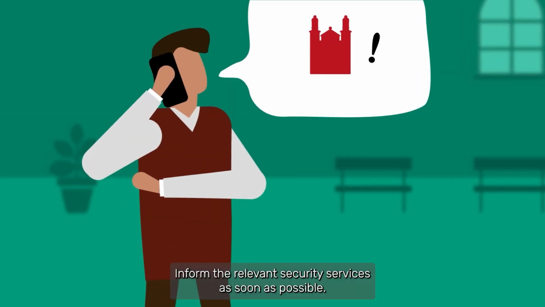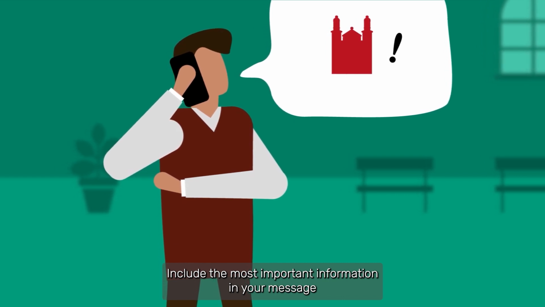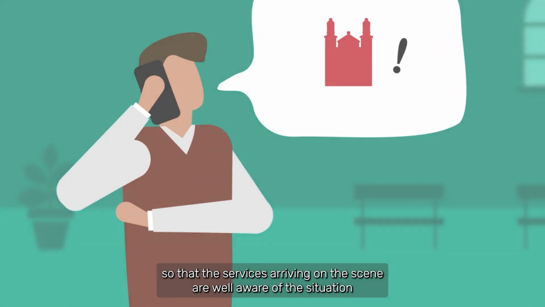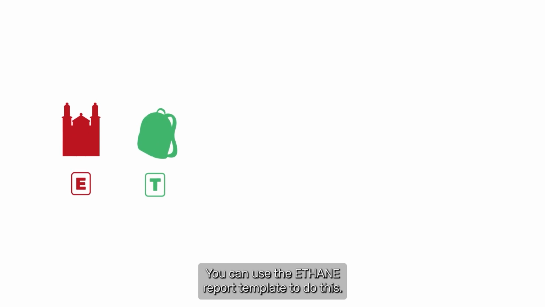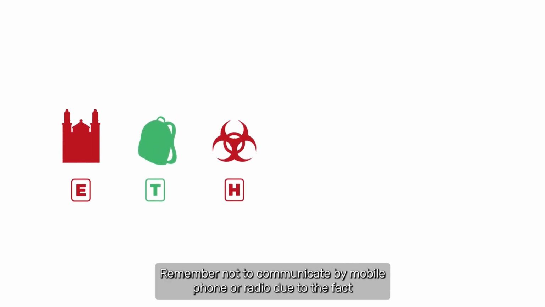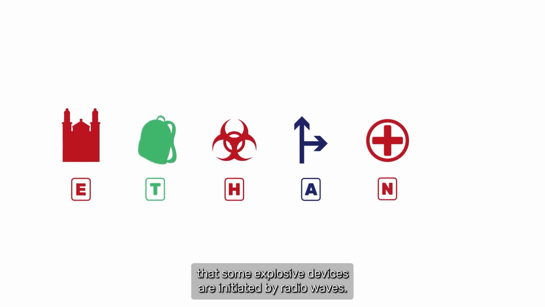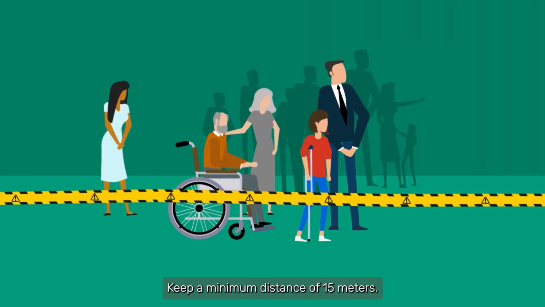Inform the relevant security services as soon as possible. Include the most important information in your message so that the services arriving on the scene are well aware of the situation and the appropriate specialist units are directed to the site. You can use the ETHANE report template to do this. Remember not to communicate by mobile phone or radio due to the fact that some explosives are initiated by radio waves. Keep a minimum distance of 15 meters.